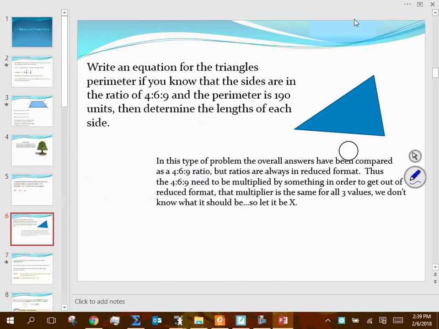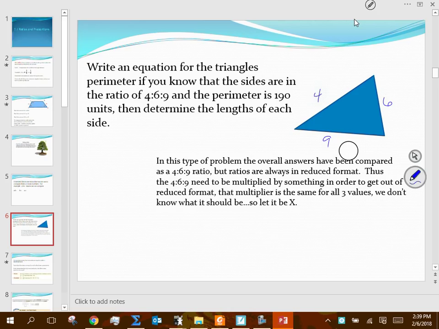So here's a question where extended ratios are existing. It says you have a triangle in which you know the perimeter is 190 units. They've taken the side lengths and they've compared them in an extended ratio, and they reduced to 4, 6, and 9. They want you to kind of work your way backwards. If the 3 side lengths reduced to 4, 6, 9, can you work your way backwards to figure out what the actual lengths were? So here's the idea. This is 4, and that's 6, and that's 9.